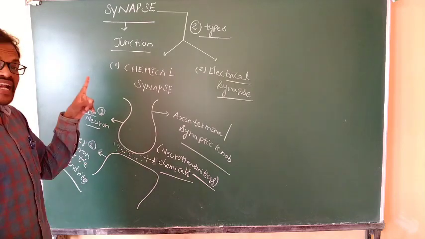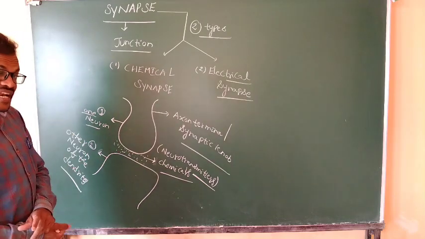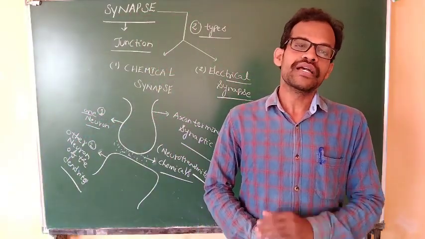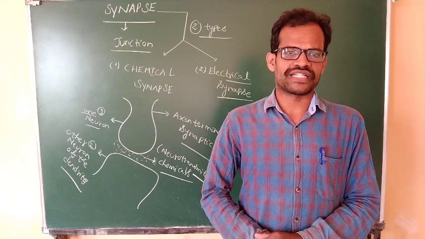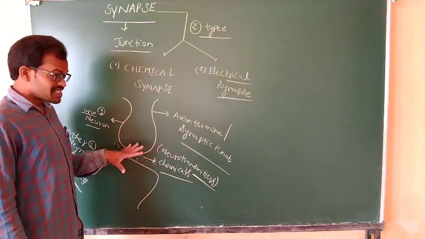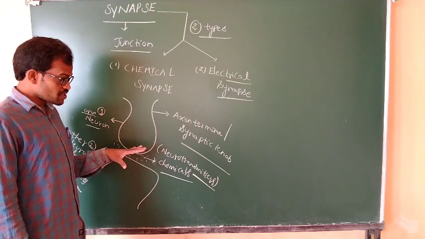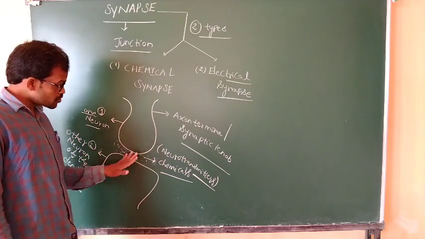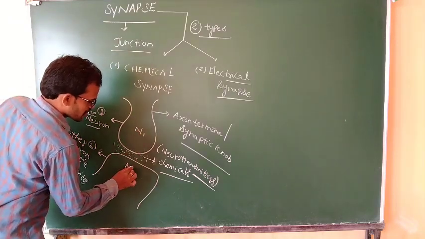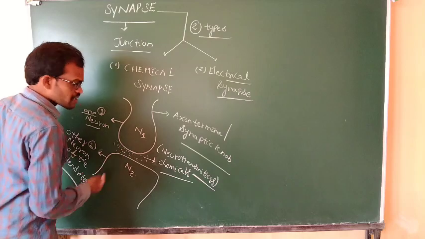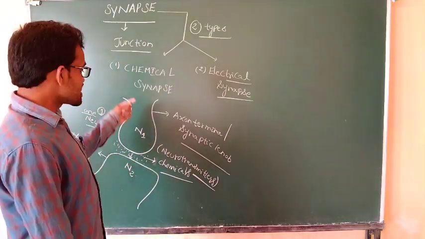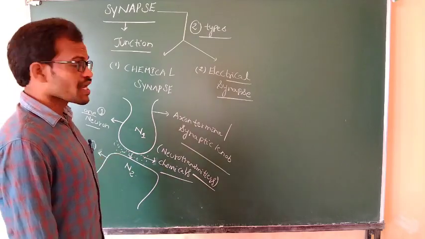This neuron releases neurotransmitters like acetylcholine, dopamine, serotonin, glycine, different types of neurotransmitters. These neurotransmitters send the message from one neuron to the other neuron. With the help of these chemicals, they send the message from one neuron to the other.